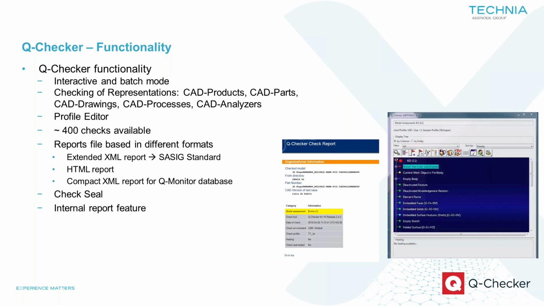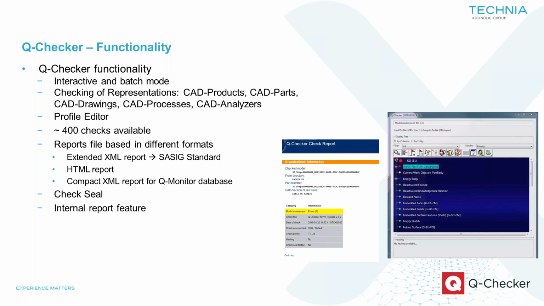Profile editor is a separate environment editor tool which helps to create a profile for different groups, different organization charts, and different departments. Right now, currently, we have 400 checks available in QChecker. Further checks, according to the needs of the company or country, can be developed with the help of the customer as well as with the help of Technia Transcat.